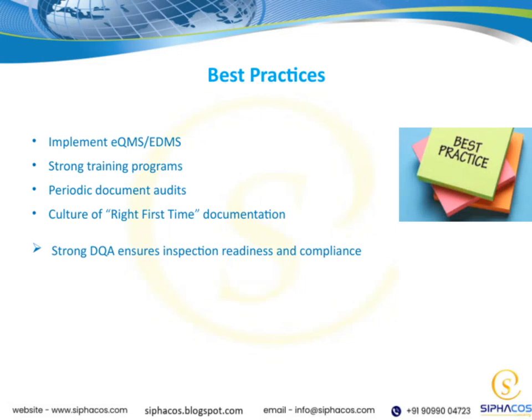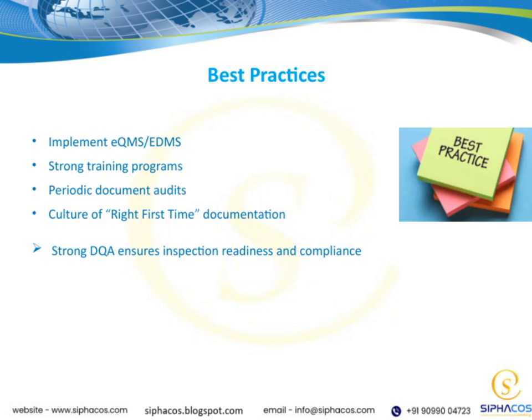When it comes to best practices, implementing an electronic quality management system, or EQMS, along with an electronic document management system, or EDMS, is fundamental. These tools help us streamline document control, ensure version accuracy, and facilitate easy access to critical information. Equally important are strong training programs. They ensure everyone knows how to correctly follow procedures and maintain compliance, which is vital for quality and consistency across the board. Periodic document audits also play a crucial role.